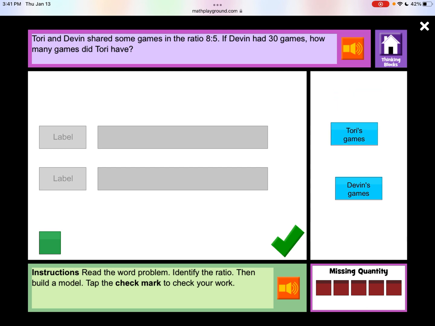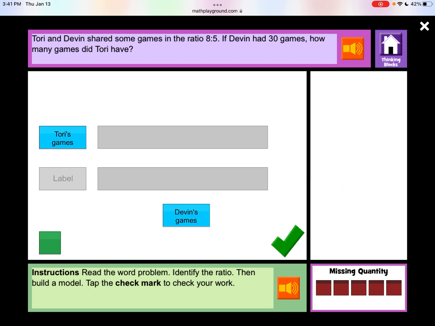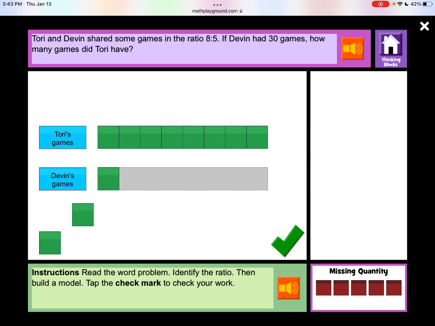I see on the right side that there are some blue rectangles, Tori's and Devin's. If I go back into the words, Tori got mentioned first. So I'm going to put Tori on the top, and I'm going to put Devin on the bottom. And then I see it said in the ratio 8:5, because that's 2 dots. So I'm going to put 8 squares on the top: 1, 2, 3, 4, 5, 6, 7, 8. And for Devin, who was mentioned second, the second number was 5: 1, 2, 3, 4, 5. Then I'm going to press the green check mark.